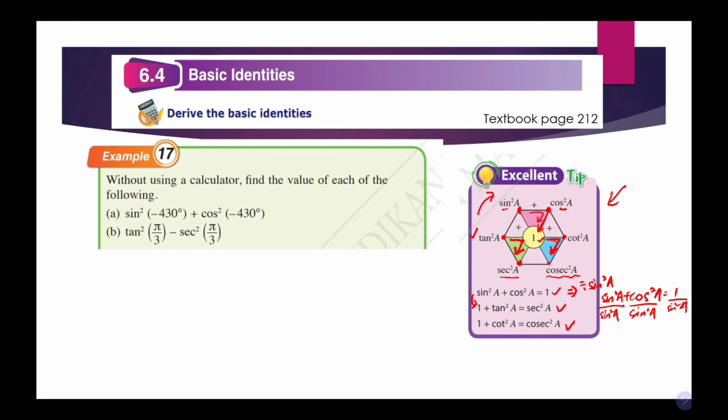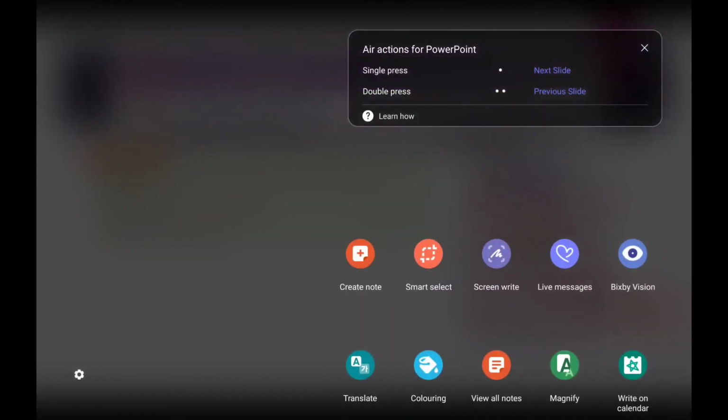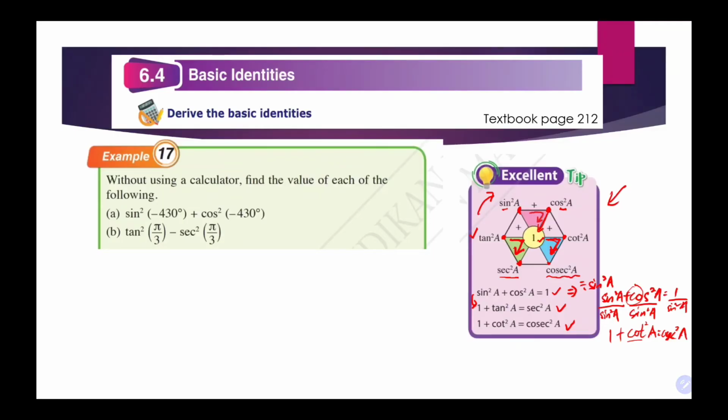Sine square A over sine square A, we get 1. And then cosine square over sine square, we have cotangent square of A. Cosine over sine, we have cotangent. Then 1 over sine square, we have cosecant square of A. So this is how we get the third identity.